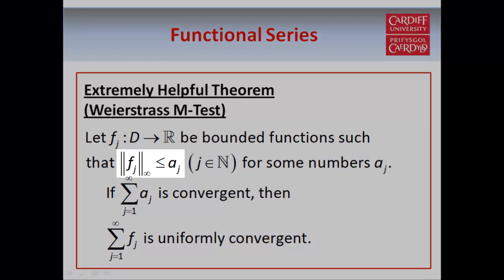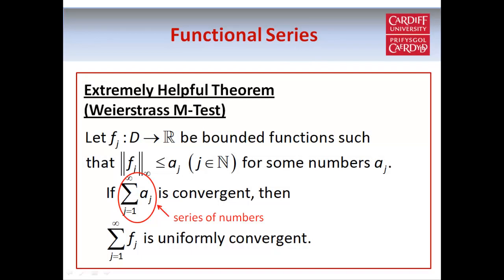So the idea is that if we can show that the Chebyshev norm of each function fj in our series, in other words the supremum of the modulus of fj, is bounded above by some number aj, and we know that the series of numbers a1 plus a2 plus a3 etc. is convergent, then we can say that our functional series is actually uniformly convergent. And bear in mind that if it's uniformly convergent, that means it has to be pointwise convergent as well. So if you can use this test to show that the series is uniformly convergent, then you've actually proved both convergence properties in one go.